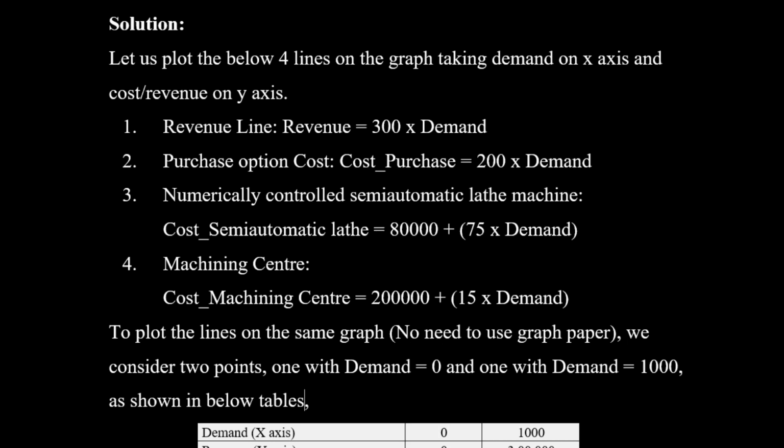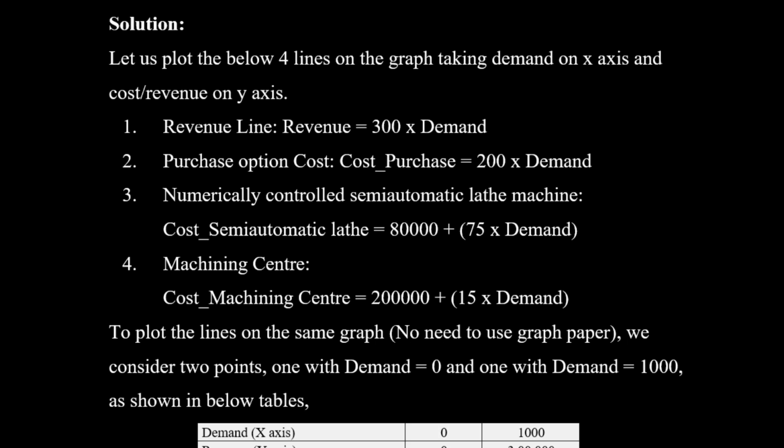And the other purchase cost options: cost of purchase is 200 into demand. Then cost of the semi-automatic lathe machine is 80,000 plus 75 into demand. And cost of the machining center is 200,000 plus 15 into demand. So we need to put this on one single graph, and we don't have to use graph paper as such. We can have a rough or approximate graph made using pencil and paper.